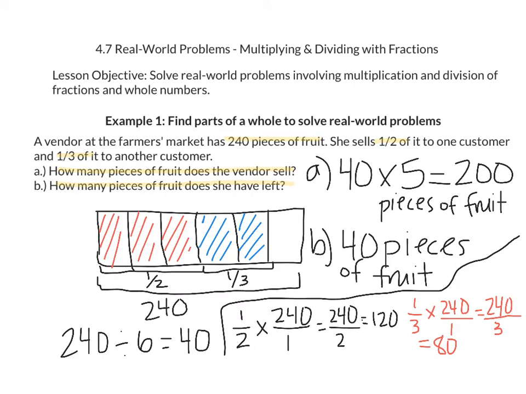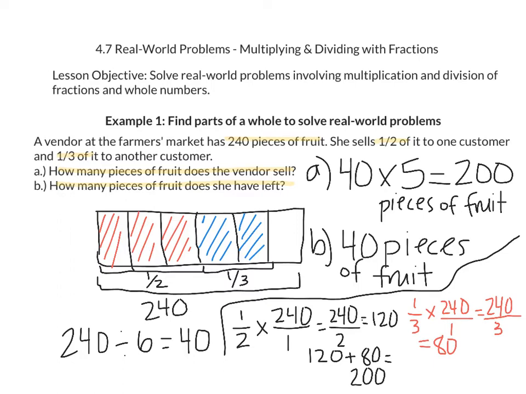We can also solve the problem without using a model as well. We can calculate half of 240 by multiplying 1/2 times 240, which equals 240 halves, which we can simplify to 120. And then, since she sells 1/3 of the total to another customer, we can find 1/3 times 240, which equals 80, and then we add 120 plus 80, and that gives us 200 pieces of fruit that she's already sold.